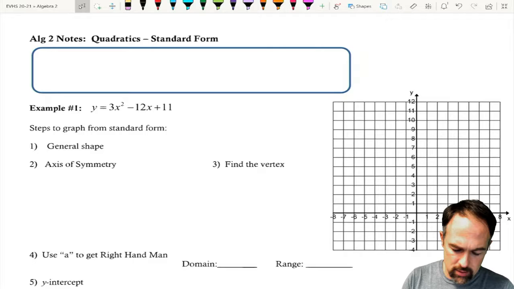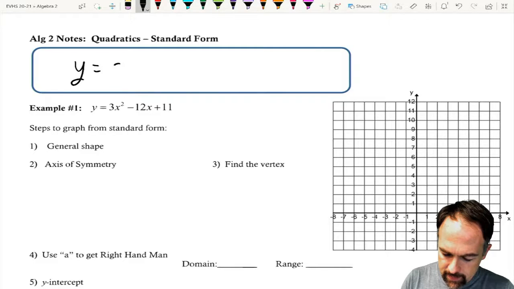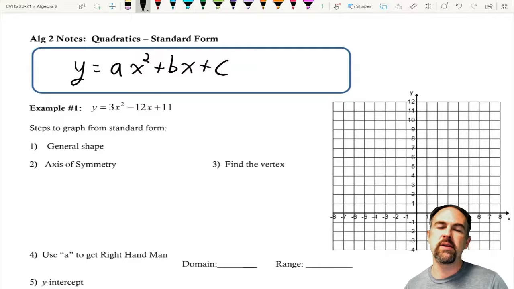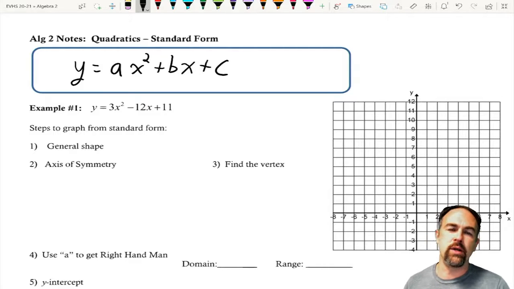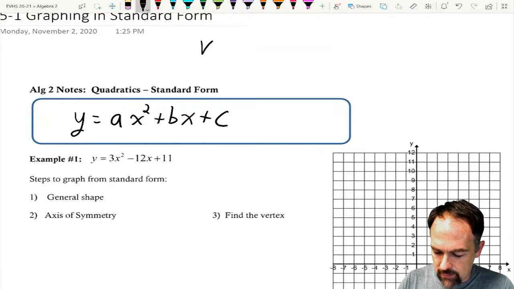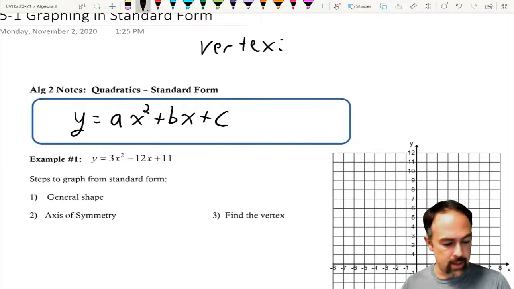Now, standard form on a quadratic is just y equals ax squared plus bx plus c. You remember these a, b, and c values because that's what we used back when we were doing the quadratic formula. I want to let you know that there is another form that we'll be using later on. We're going to cover that, I believe, either next class or the one after that.